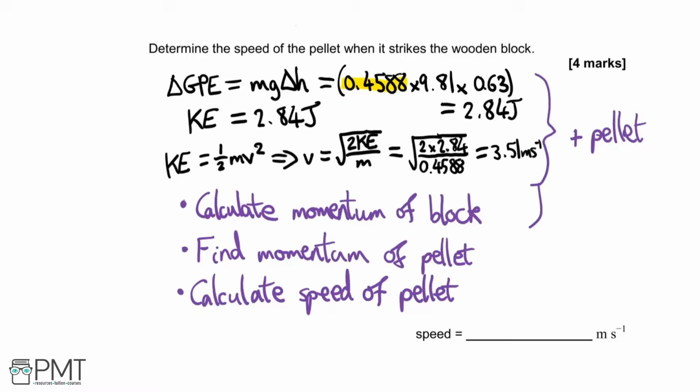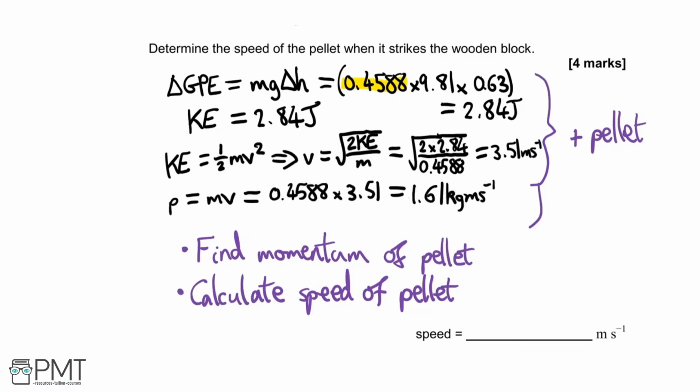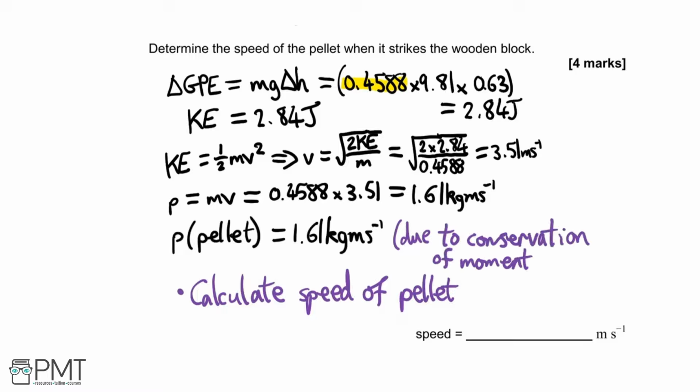So that's 3.51 meters per second. Using that speed, or technically that velocity, combined with the mass of the block pellet combination, we can find the momentum, just multiply them together. So that's our momentum, which is 1.61 kilogram meters per second, which should also be equal to the momentum of the pellet. And then finally, we just need to divide that momentum by the mass of the pellet to find its speed.